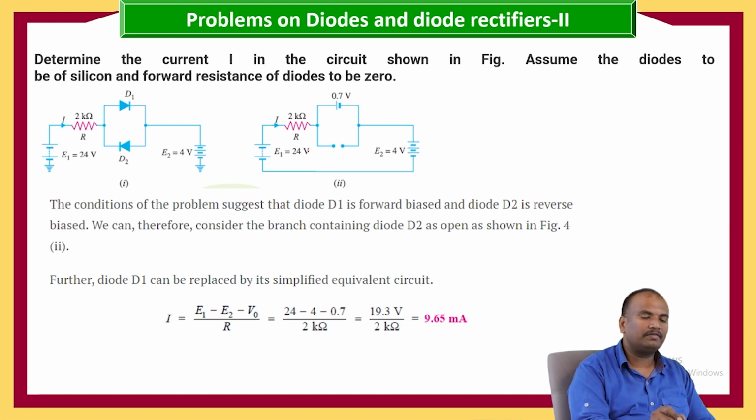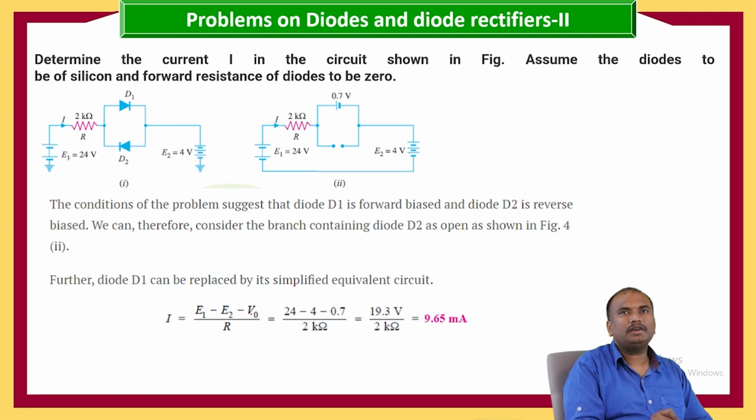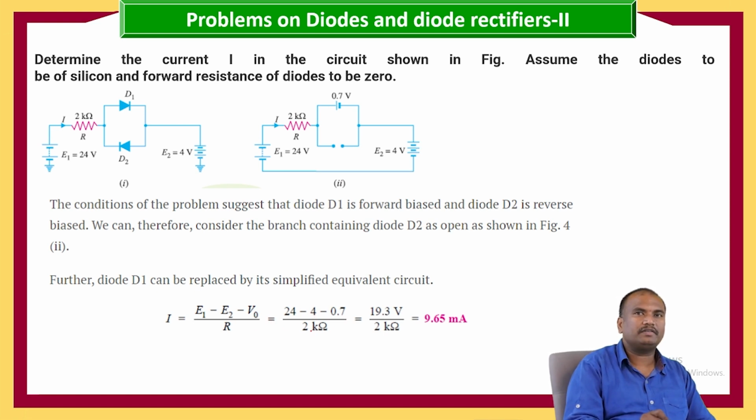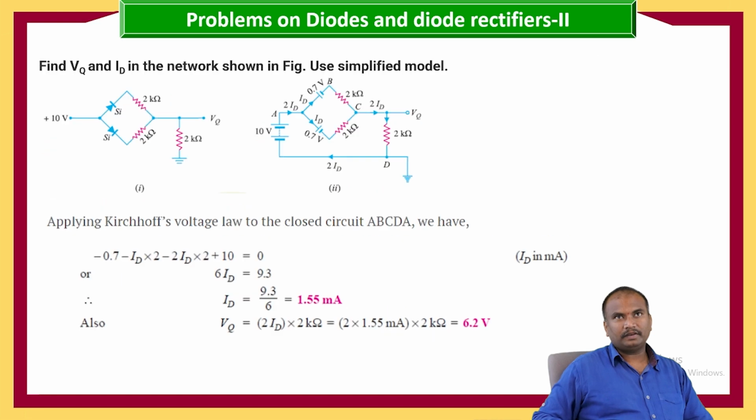Here the E1 value is 24 volts, the resistance value is 2 kilo ohms, and the E2 value is 4 volts. Here I is equal to E1 minus E2 minus V0 by R, which is equal to 24 minus 4 minus 0.7 by 2 kilo ohms, that is 19.3 volts by 2 kilo ohms, which is equal to 9.65 milliamperes.